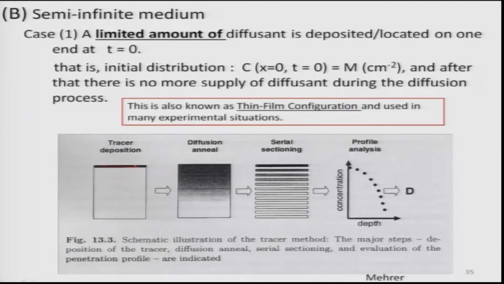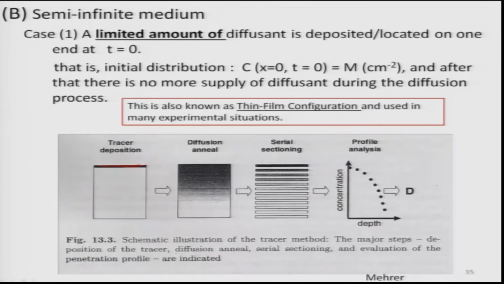So, the initial distribution is that at x equal to 0 and t equal to 0, there is a certain value of diffusant, and after that there is no more supply of the diffusant. Okay, it is only supplied once. This is also known as the thin film configuration. So, what will happen if I then heat this specimen for a long time, which is known as diffusion annealing? Slowly this diffusant will be diffusing into the sample.